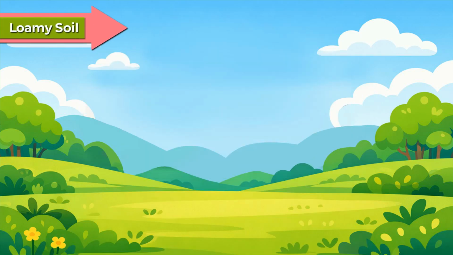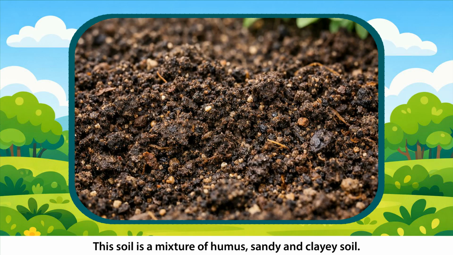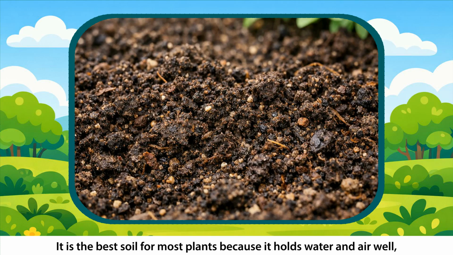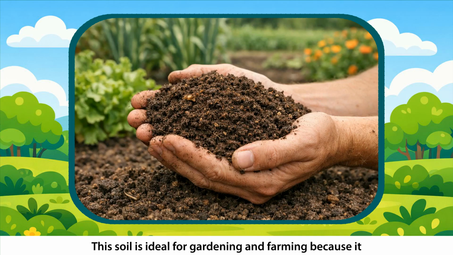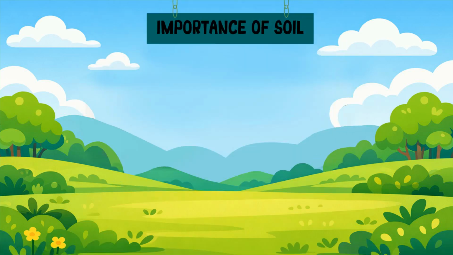shapes. Loamy soil. This soil is a mixture of humus, sandy, and clay soil. It is the best soil for most plants because it holds water and air well, has lots of nutrients, and drains well. This soil is ideal for gardening and farming because it provides the best conditions for plant growth.